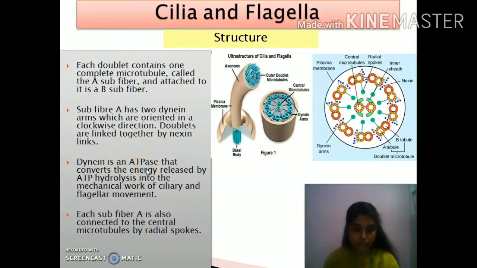And what is the function of ATPase? ATPase always breaks down ATP, right? So ATPase here converts the chemical energy present in the ATP into mechanical energy, and this energy is utilized by the cilia and flagella to move or perform their functions.